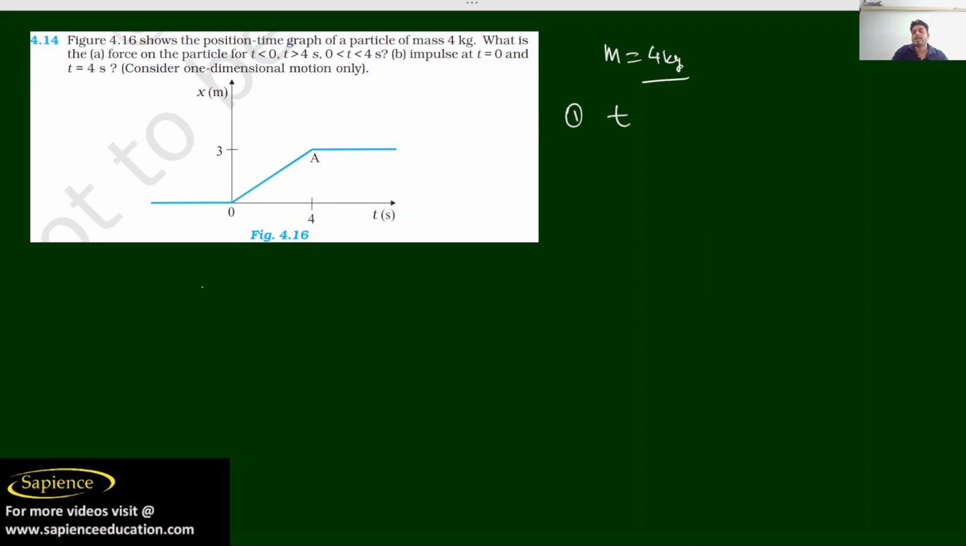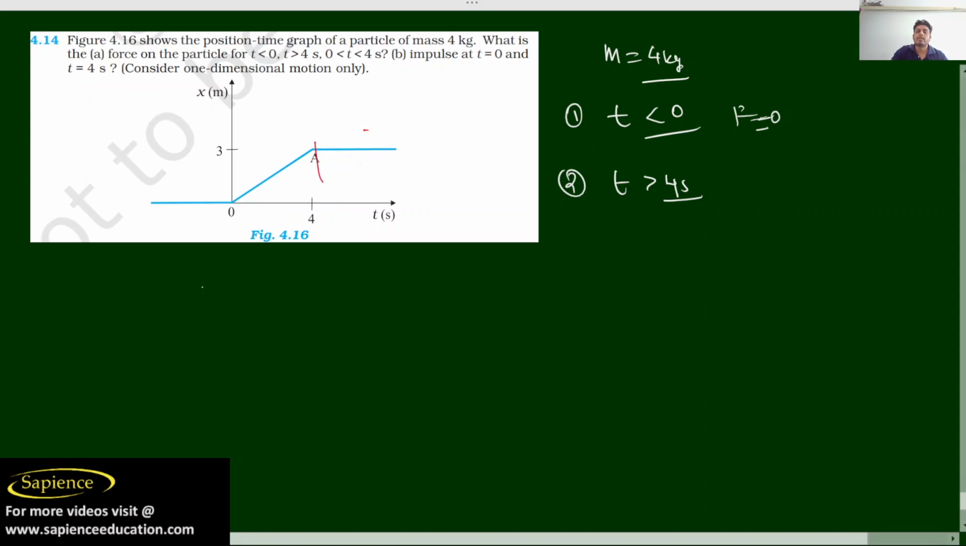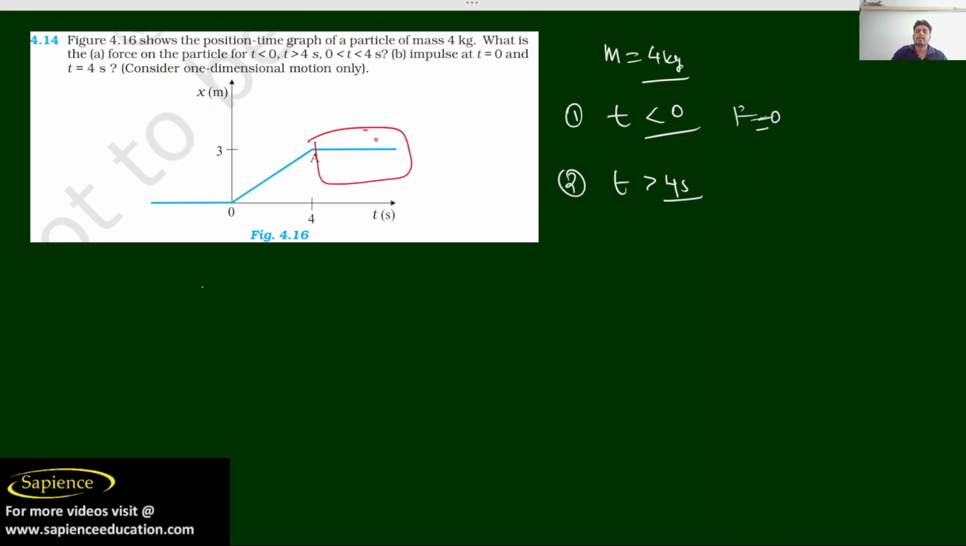First of all, for time t less than 0, no movement is there, so force is equal to 0. For time t greater than 4 seconds, from the figure we can see that x is constant, it means that no displacement is there, so definitely force will be 0 in this case.